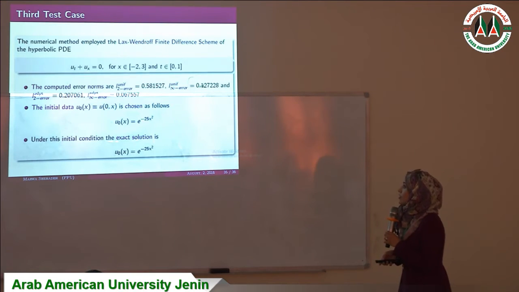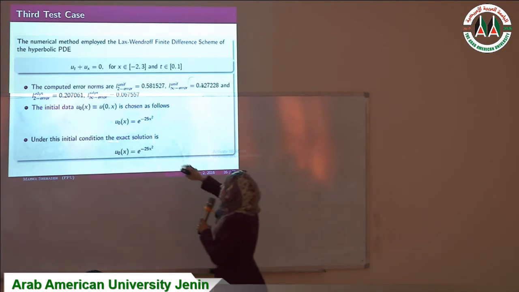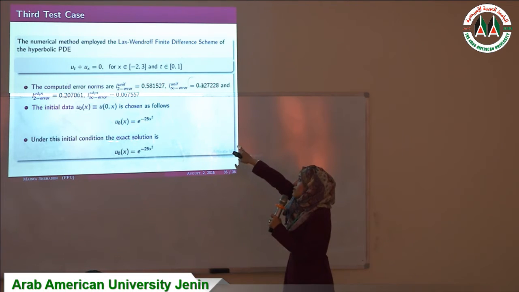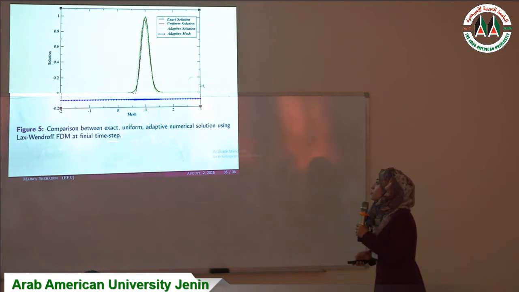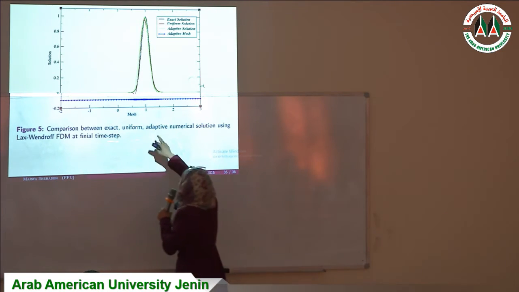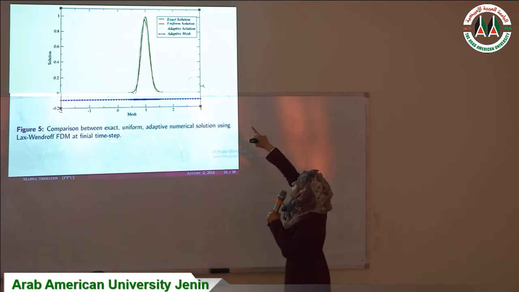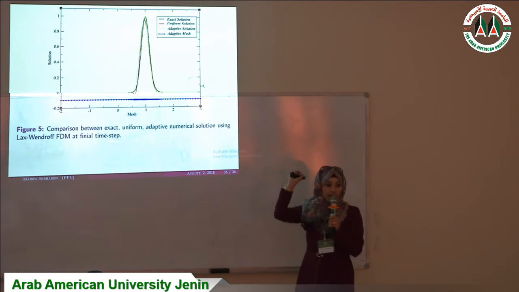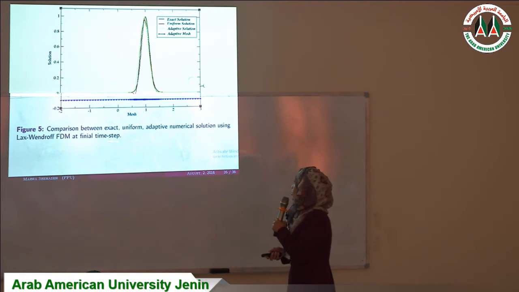Also, the third case is by using the Lax-Wendroff scheme. We can also see, when comparing the norm error, that the error is much smaller for the adaptive method when compared with uniform. And in the graph here, the points are clustered in the area of large error and capture it. Using the adaptive method, the green one is very close to the black line, that's the exact solution. And that's the goal here.